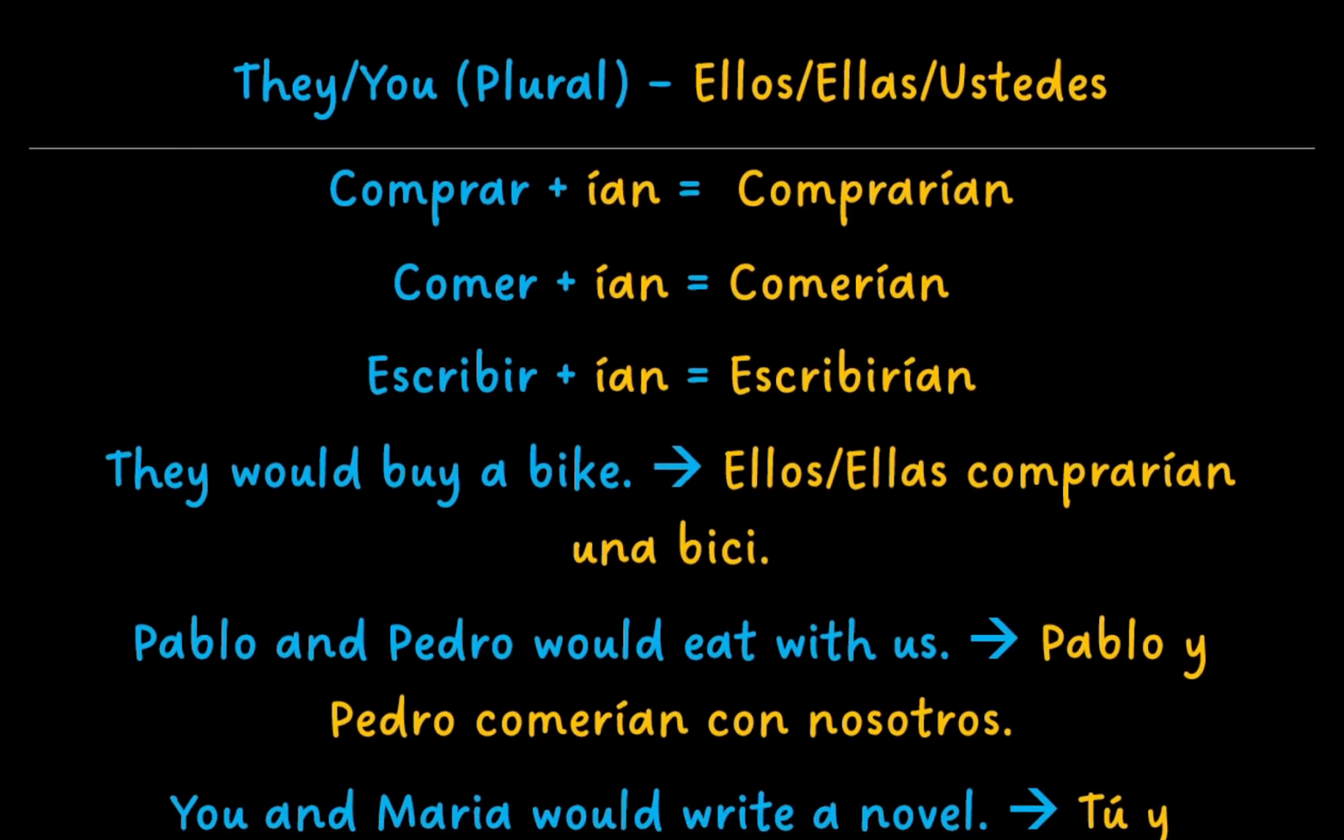They in Spanish is ellos or ellas, and you when talking to multiple people is ustedes. To conjugate this, we add í with an accent, A-N. So to say they or you would buy, comprar becomes comprarían. To say they or you would eat, comer becomes comerían. And to say they or you would write, escribir becomes escribirían.